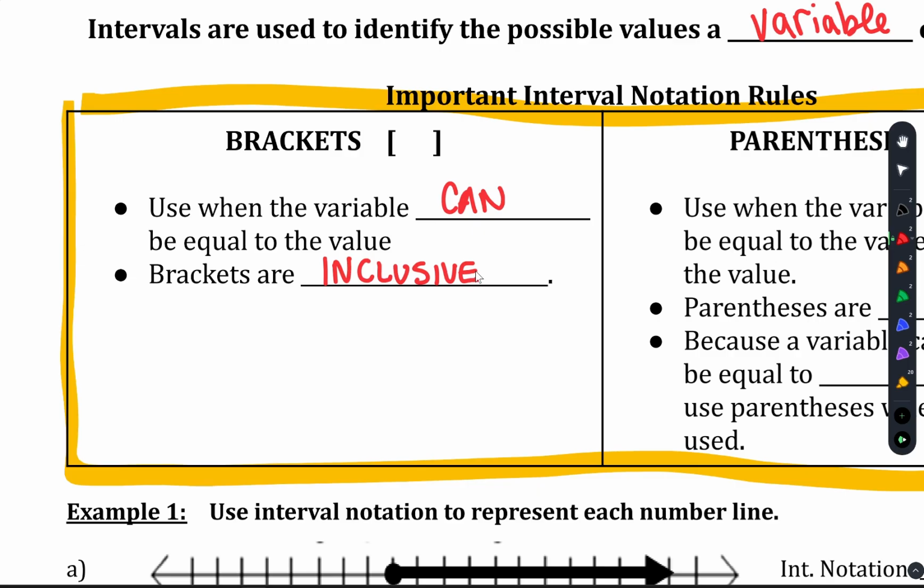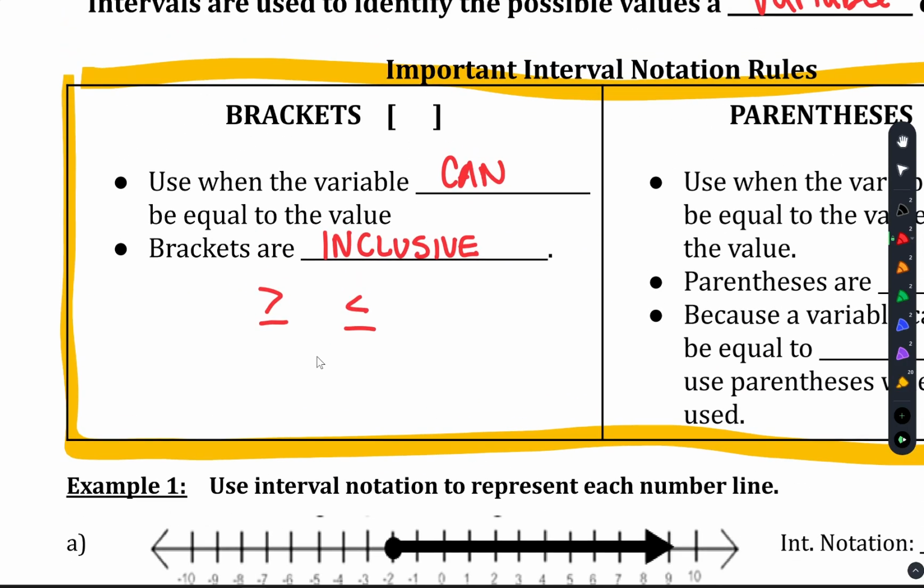I'm going to compare the interval notation that we're learning to something that we're familiar with. Do you remember when we did inequalities and stuff like that? We used greater than or equal to or less than or equal to. It's the same thing. Brackets, the equal sign, if we think about things on a number line, which we're going to talk about in a second, that's like our filled in circle. It includes that number.